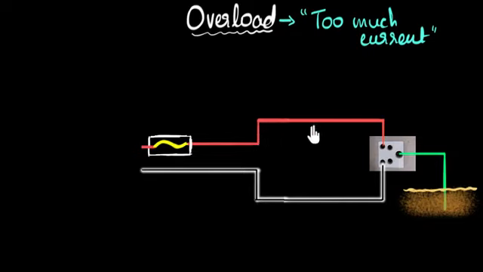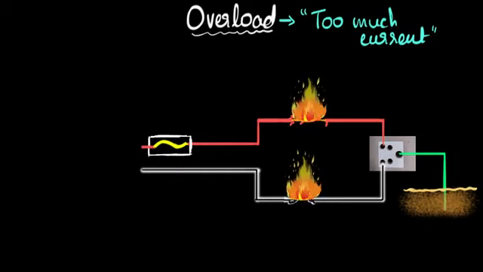For example, the insulation of these wires can start melting off, exposing the wires, and those wires can start touching other wires. It can be very bad. And in the worst case, it can even catch fire. So too much current causes too much heat, which can cause fire. And that's why overload is very, very bad for us. So basically overload is too much current.